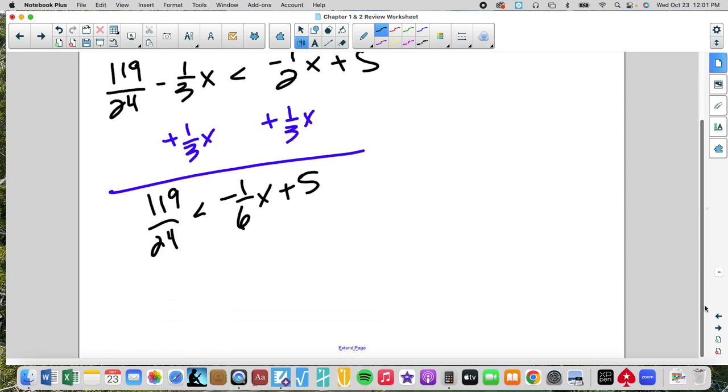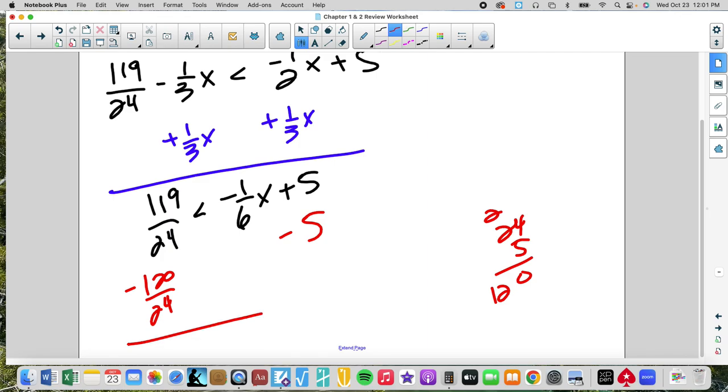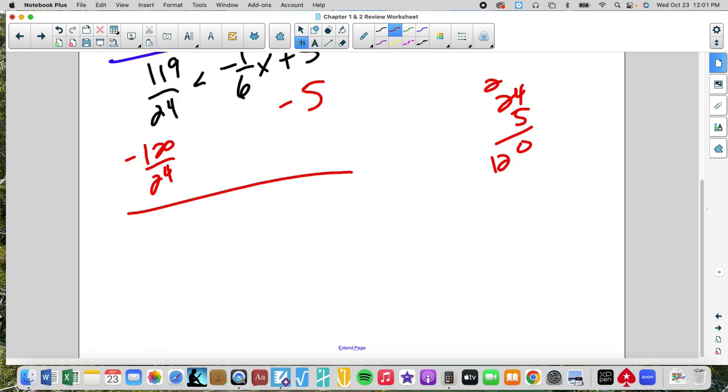Okay. Now we're going to move the constants. -5, 5 and 24. So 24 times 5, 20, 120. So that's -120/24ths. Oh, that actually ended up pretty nice. So that leaves me with -1/24 is less than -1/6 x.